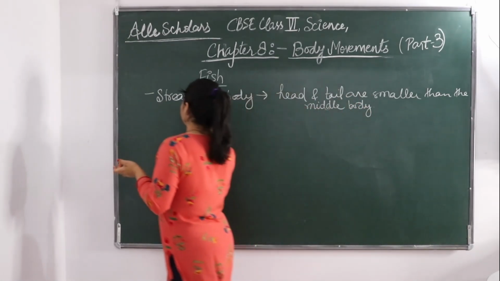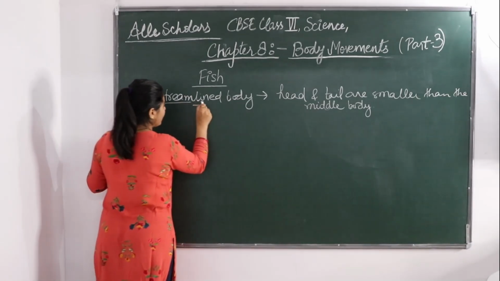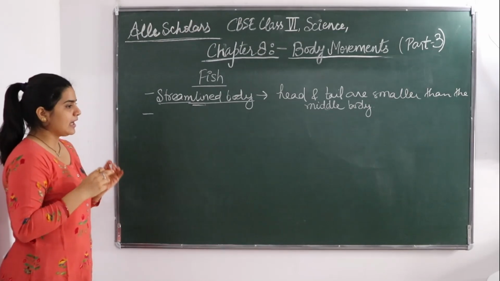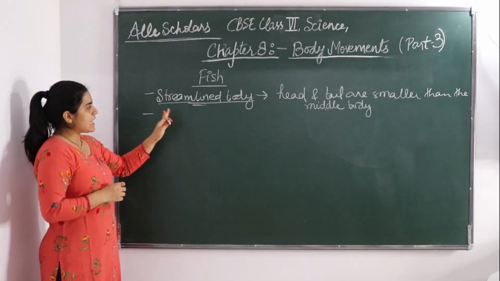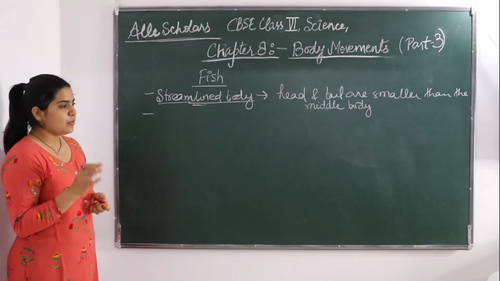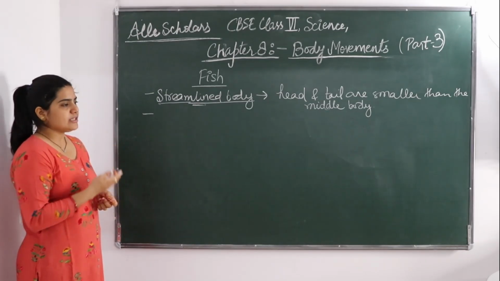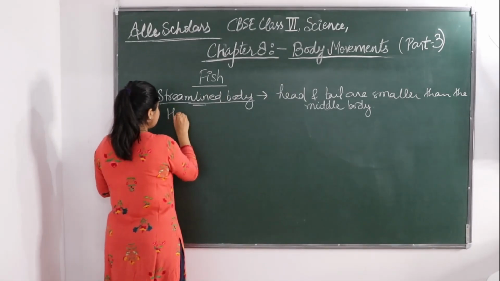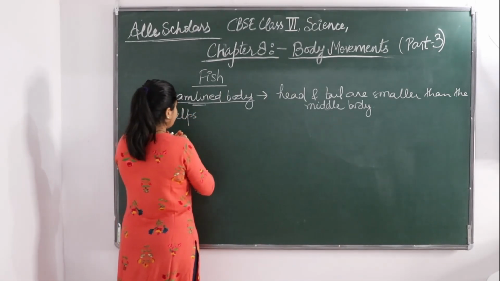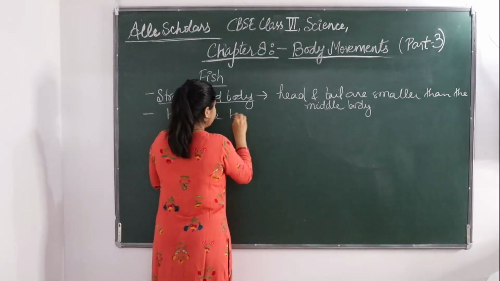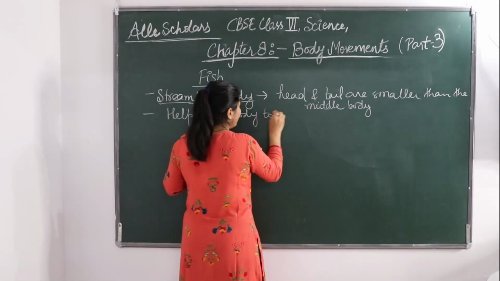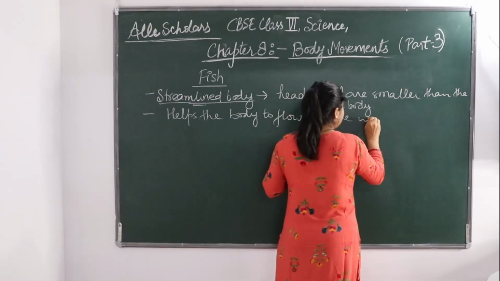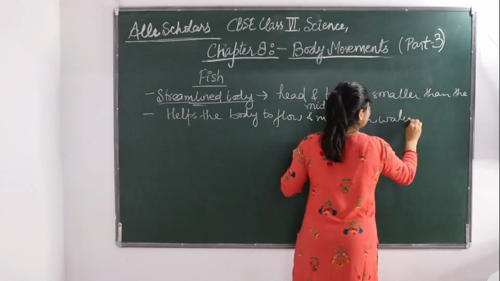Okay, middle body के comparison में head और tail small होगा, उसको बोलेंगे streamline body. That is a streamline body. तो ऐसा streamline body ऐसा shape क्यों है? Because it helps the body to flow and move in water.